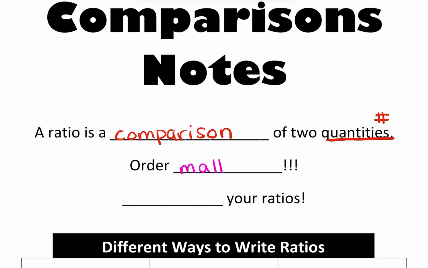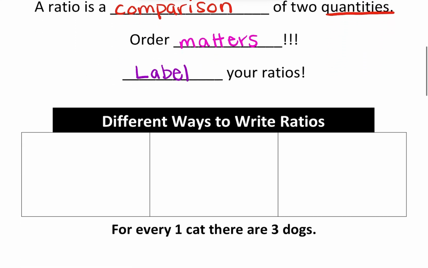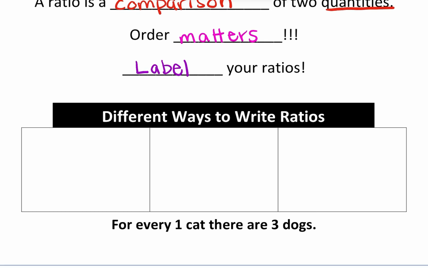And we need to remember that order matters. We've talked about this before. Order matters, especially in ratios. And we are always going to label our ratios. So very specific, kind of like in proportions, we label our proportions, we're going to label our ratios. So let's actually look at an example so you kind of understand what I mean.